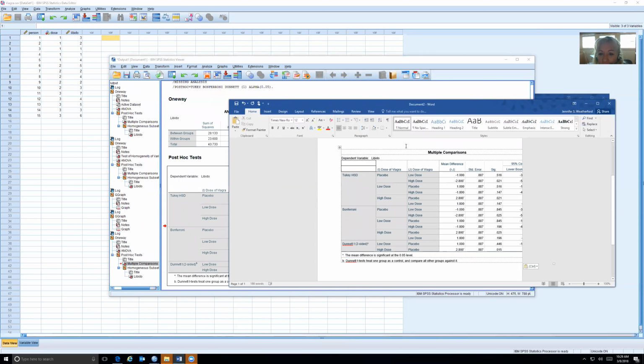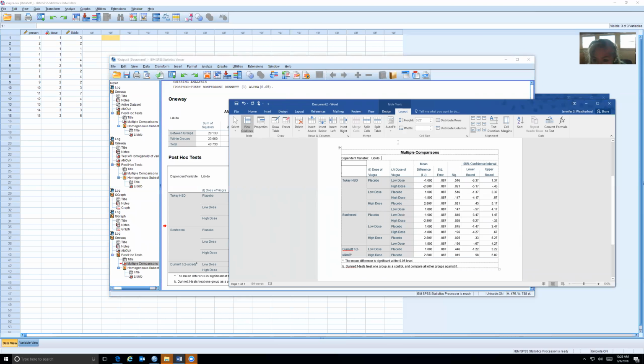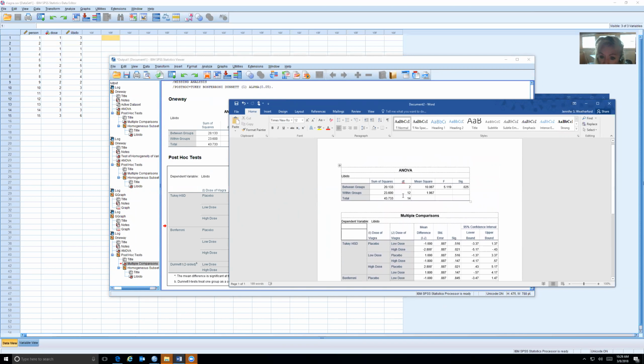Okay, and when this table doesn't quite fit on the page, I get into the layout, come here to auto fit, and auto fit to the window, and then it usually cooperates and fits. Okay, so we are going to use this between group sum of squares right here. Let me just highlight this. We are going to use that sum of squares and this sum of squares to come up with the effect size. So let's skip really quickly to the effect size calculations that Field does on page 472.